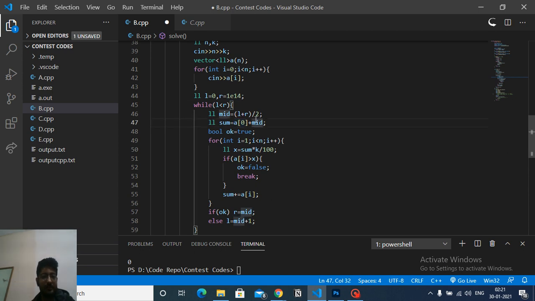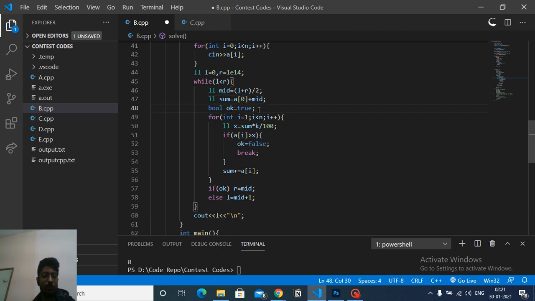If this mid is actually a very large number, and a of 0 is also a very large number, let's assume a of 0 is 10 to the power 9, and this is also a very large number, then the increment can go out of bounds. So don't make it 10 to the power 18, make it 10 to the power 15 or 14, whatever you want. Then you just do a binary search, make L less than R, find out the middle element, and increment the first sum by this middle element.